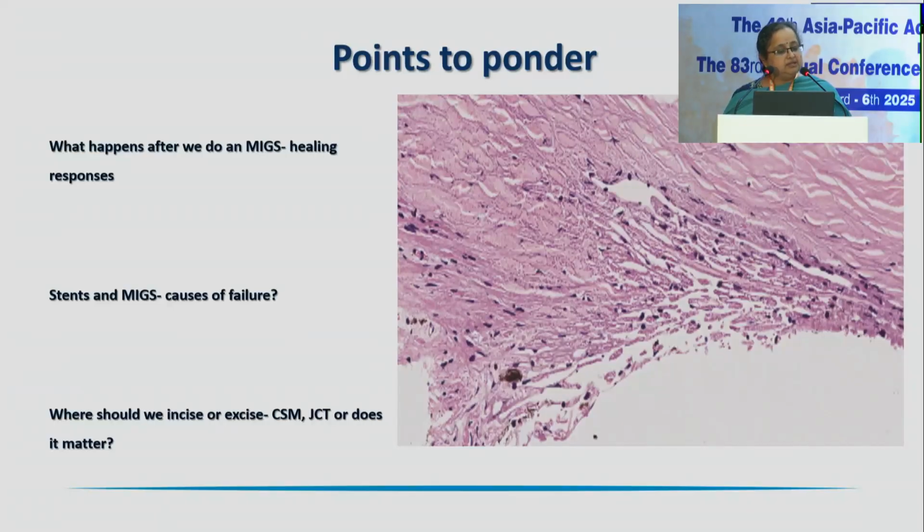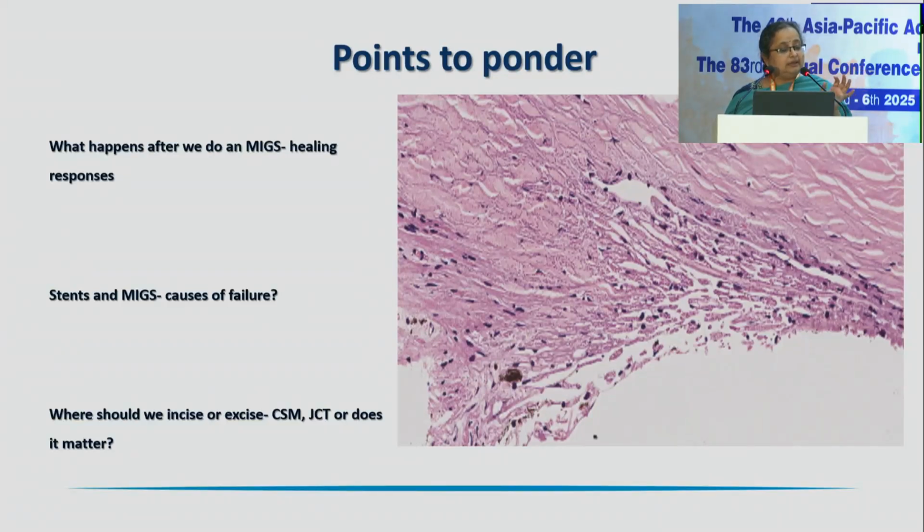And where should we incise? If we understand that the JCT is the site of maximum resistance, why are we making most of our incisions at the junction of the anterior and posterior trabecular meshwork? Because if we understand the junction of the anterior and posterior TM is where the stem cell niche is presumed to be, by incising there, you're actually causing inflammation there and you're leaving the juxtacanalicular tissue. You are only excising or incising part of the corneoscleral meshwork while the JCT is still there.